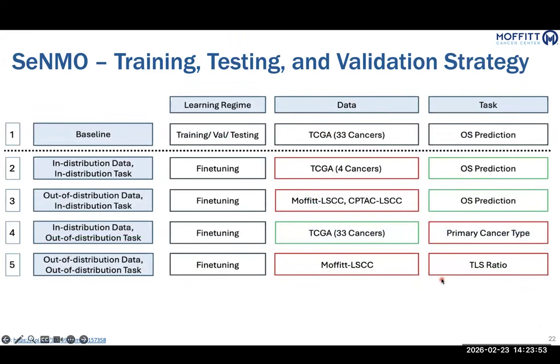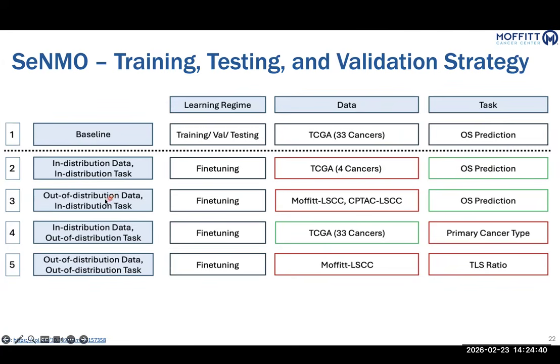The study design of training, testing, and validation was that we trained a baseline model on data from TCGA, which is publicly available data comprising 33 cancers, and the task was to predict overall survival. Once this baseline model was trained, we used the same model to evaluate on different combinations, which are highlighted in red. For the in-distribution data and in-distribution task, we used the same baseline model and fine-tuned on some of the cancers which were not performing very well when we evaluated the baseline model. The task was kept the same, overall survival prediction.